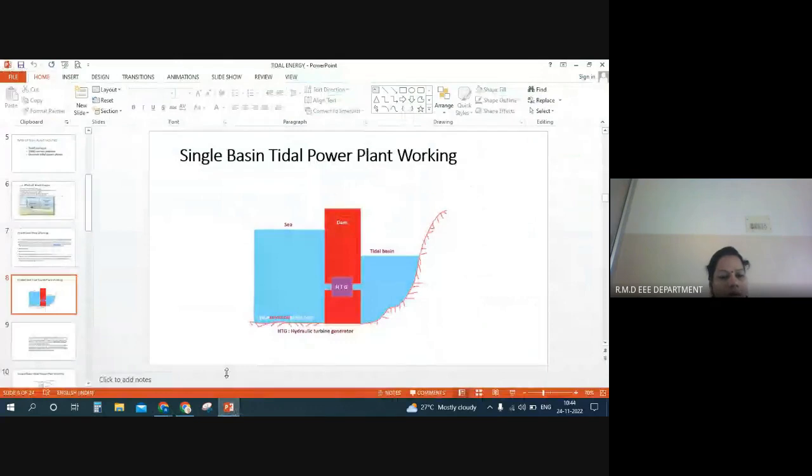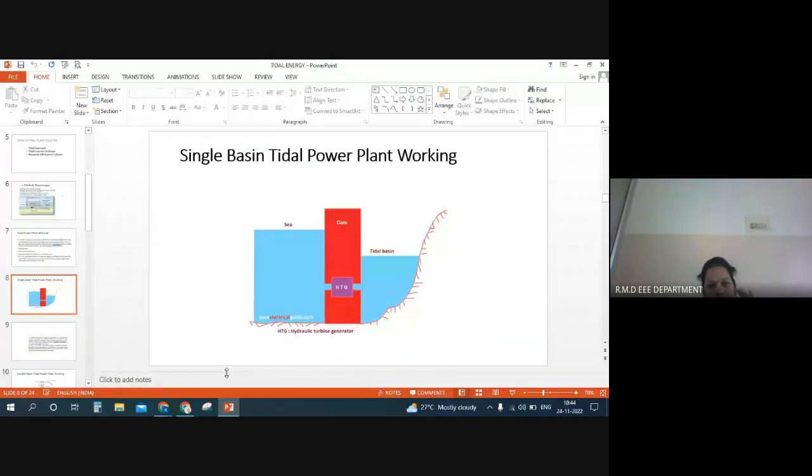Okay. So now there exist different types of basin, like a single basin tidal power plant and the double basin tidal power plant. Then coming to the single basin tidal power plant, this is the simplest way of power generation, and this is the simplest scheme available for generating the tidal power with a basin arrangement.